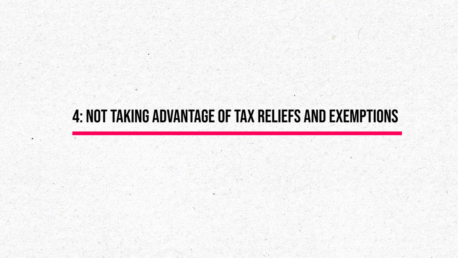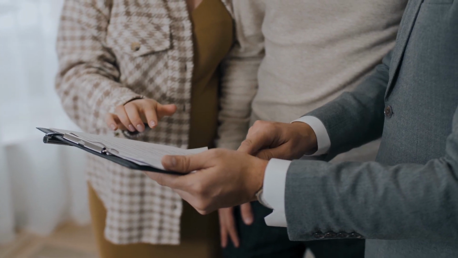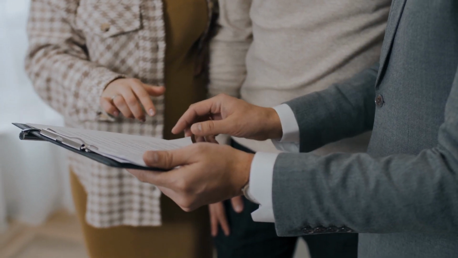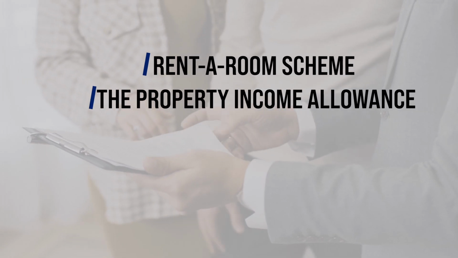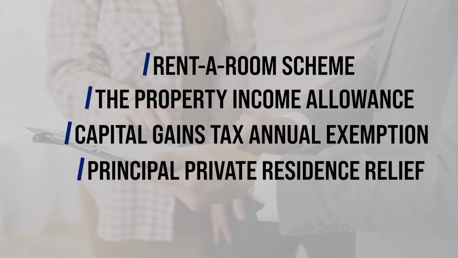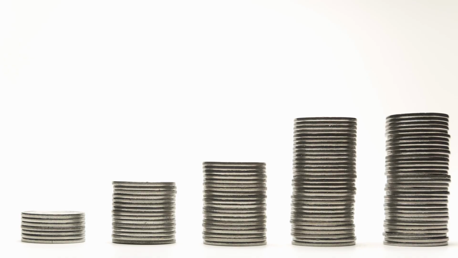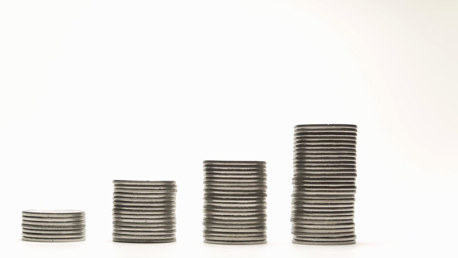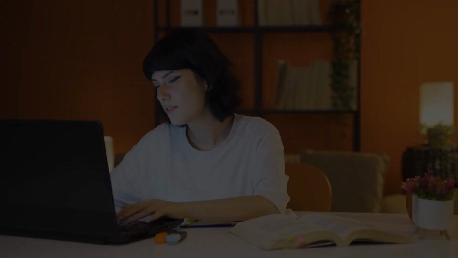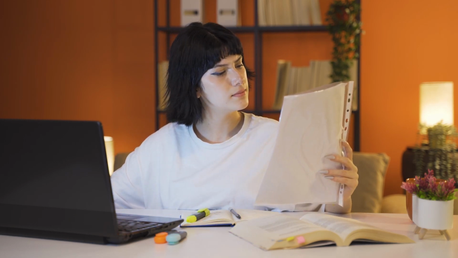4. Not taking advantage of tax reliefs and exemptions. There are also some tax reliefs and exemptions that landlords can benefit from, such as the Rent-A-Room scheme, the Property Income Allowance, the Capital Gains Tax Annual Exemption, and the Principal Private Residence Relief. These reliefs and exemptions can help you reduce or eliminate your tax liability on some or all of your property income and gains. However, you need to meet certain criteria and conditions to qualify for them, so make sure you understand the rules and apply them correctly.